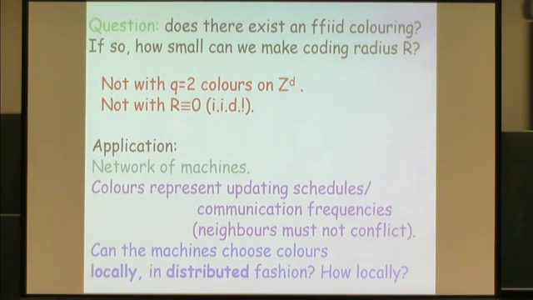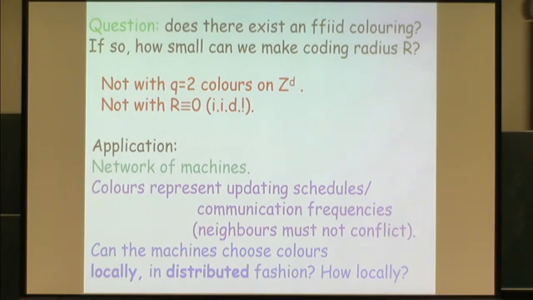So the question I want to focus on is, does there exist an FFIID coloring, a finitary factor of IID coloring? And if so, how small can we make this critical random variable, the coding radius, the distance you have to look to, as a random variable? How does the answer depend on the number of colors and the dimension? Easy cases.